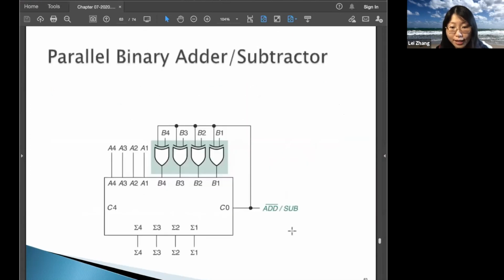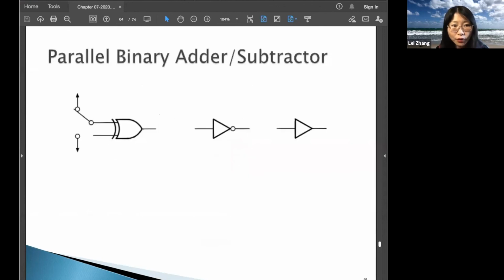So that is when ADD over bar / SUB equals 1. For this circuit, when this signal is 0, it functions as an adder. When this signal is 1, it functions as a subtractor. This is the cleverness of this circuit. That simply gives us the indication of how to use the XOR gate to replace the previous NOT gate.